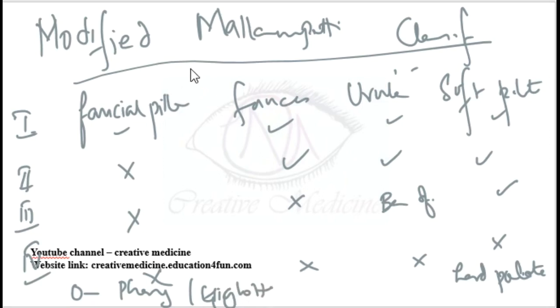Modified Mallampati classification. According to the modified Mallampati classification, we have four grades. Grade 1: all faucial pillars, fauces, uvula and soft palate are visible. Grade 2: fauces, uvula and soft palate are visible. Grade 3: base of the uvula and soft palate are visible. Grade 4: only the hard palate is visible. Grade 0: pharynx and epiglottis are visible.